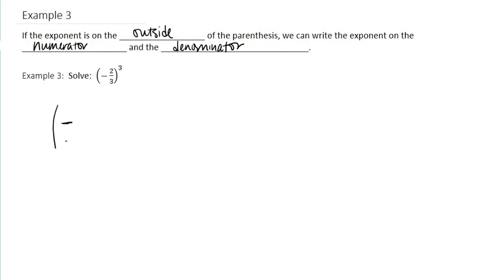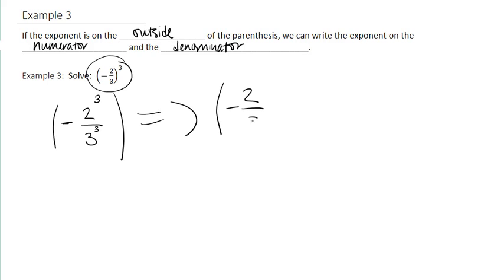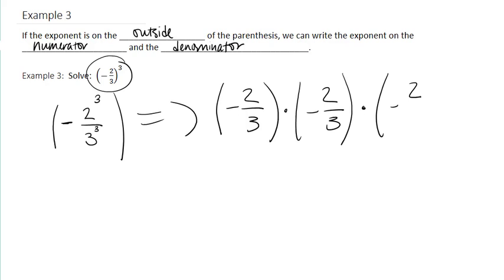So we have -2/3, and then we would put it with a 3 there and a 3 there. But for this example, instead, we're just going to rewrite this 3 times. So we have -2/3 times -2/3 times -2/3.